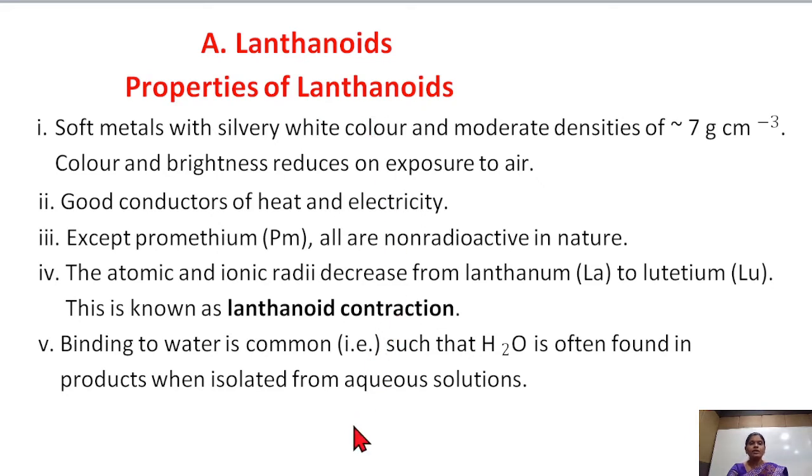Properties of lanthanoids. These are soft metals with a silvery white color and moderate densities of about 7 gram per cm cube, and their brightness reduces on exposure to air. These lanthanoid metals are good conductors of heat and electricity. Except promethium, all are non-radioactive in nature. Only promethium is radioactive.